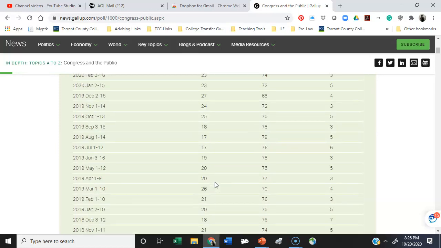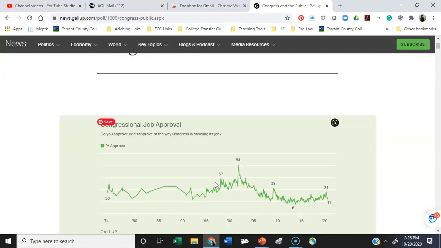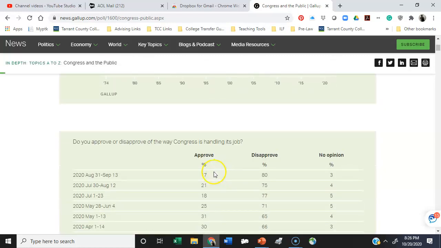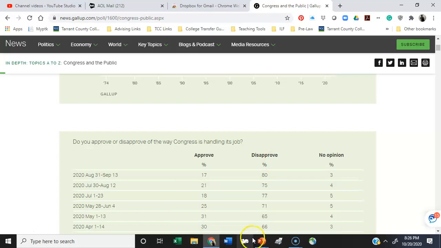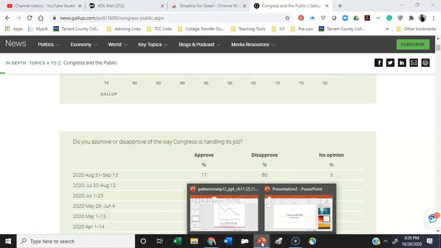And it's very interesting because Congress has these low approval ratings, but incumbents keep getting elected. So I think there is this "I don't like Congress, but I like my congressman" sentiment that keeps incumbents coming back.